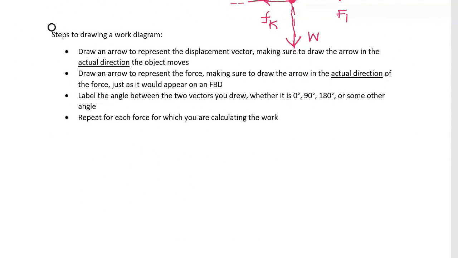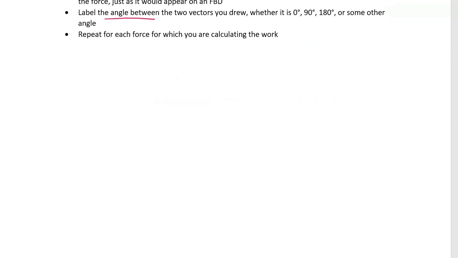So now let's see the steps to draw a work diagram. You have to first draw an arrow to represent the displacement vector, making sure to draw the arrow in the actual direction the object moves, and then draw an arrow to represent the force, making sure to draw the arrow in the actual direction the force is in, and label the angle between the two vectors you drew, whether it's 0, 90 or 180, and then just repeat for each force for which you are calculating the work.